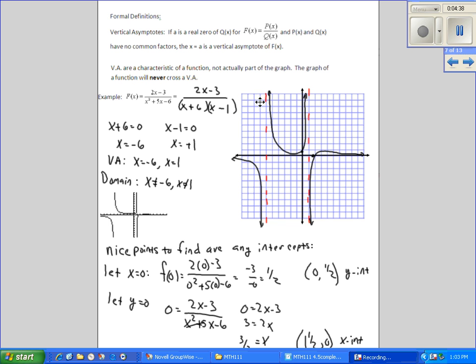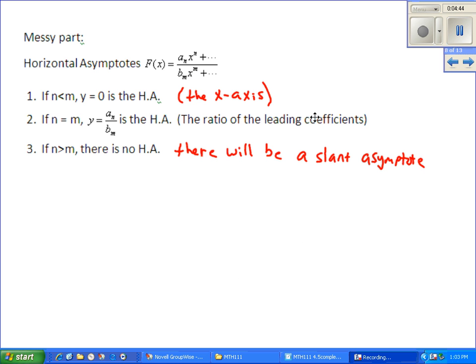Just as a general rule, sketch your asymptotes with dotted lines, and then use a solid line for the graph itself. Okay, so this is the messy part, the horizontal asymptotes. Vertical asymptotes are pretty easy to find. Again, just let the denominator equal 0.